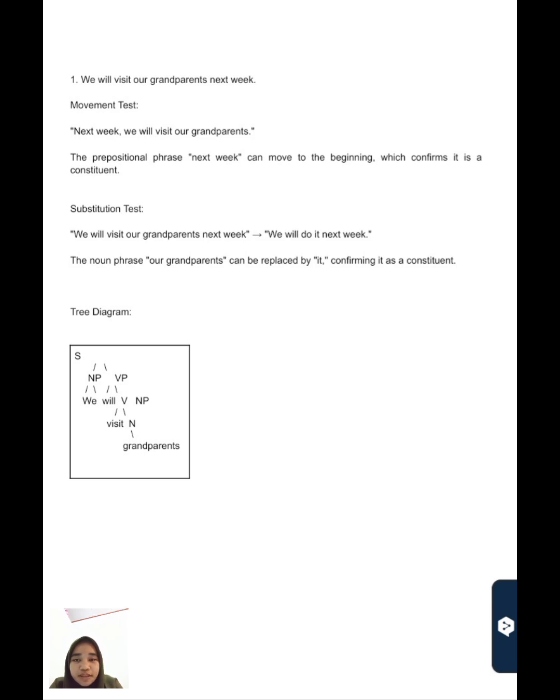The first sentence is: we will visit our grandparents next week. In movement test: next week we will visit our grandparents. The prepositional phrase "next week" can move to the beginning, which confirms it's a constituent. In substitution test: we will do it next week. The noun phrase "our grandparents" can be replaced by "it", confirming it as a constituent.